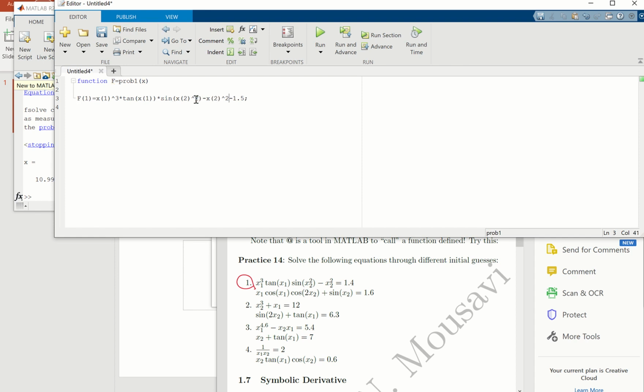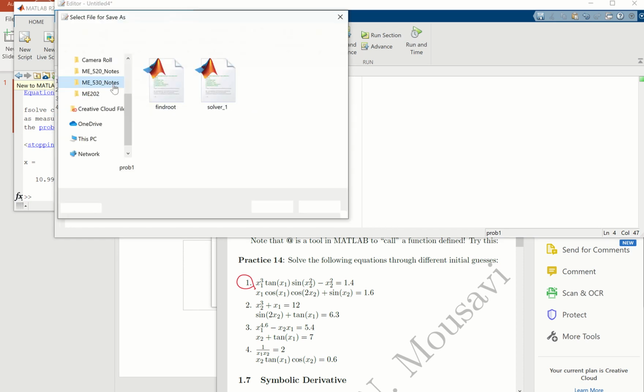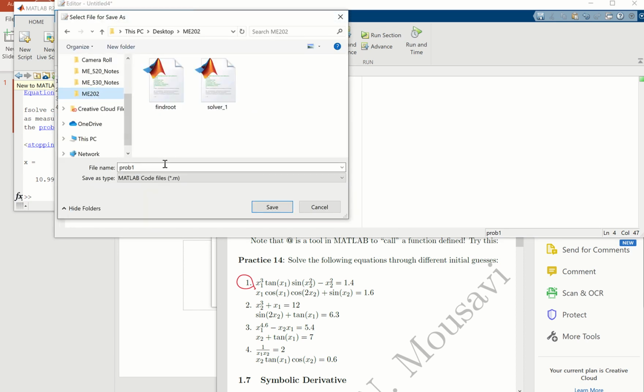This is x squared, x2. Okay. Now f2 is equal to x1 multiplied by cosine x1 multiplied by cosine 2x2, plus sine x2 minus 1.6. We got it. Let me double check with you: x1 cosine x1 cosine 2x2 plus sine x2 minus 1.6. Now I have to save it with which name? Prop1. So it comes within ME202 prop1.